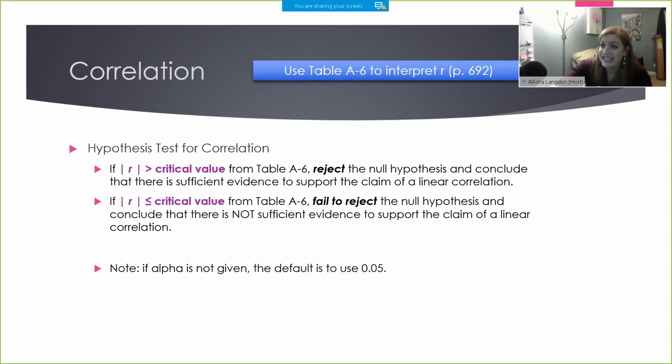Note, if alpha is not given, let's default to 0.05. And I think we've done that for every single week, where the default, if it's not given, is just 0.05. Just assume that. Okay.